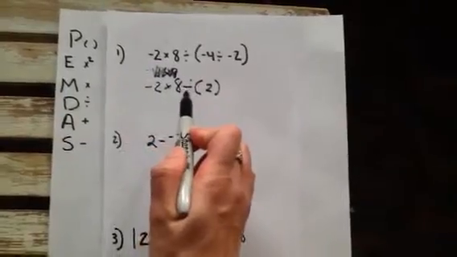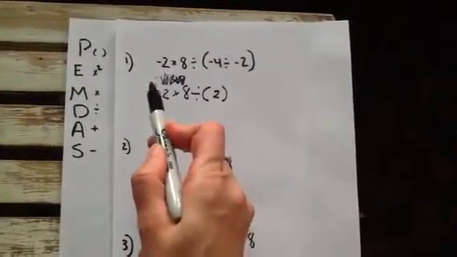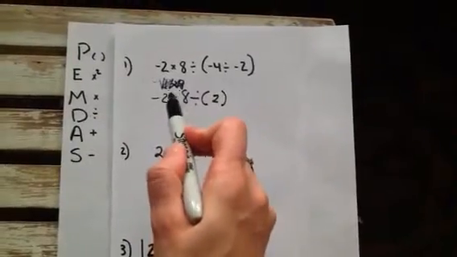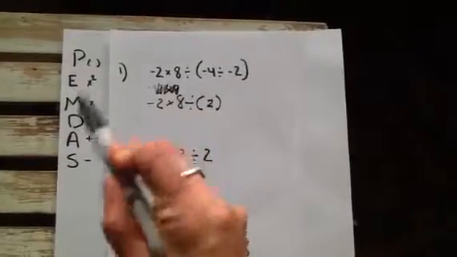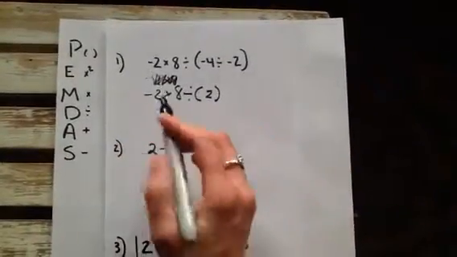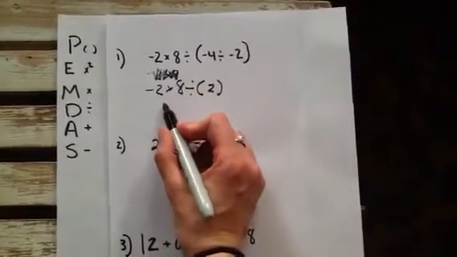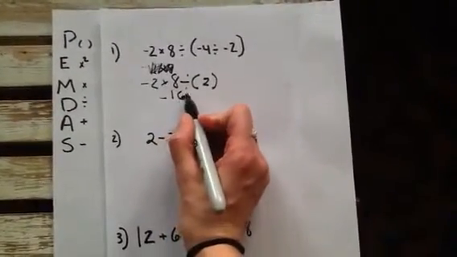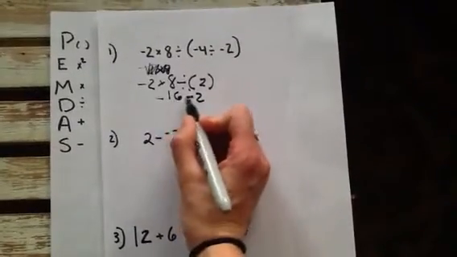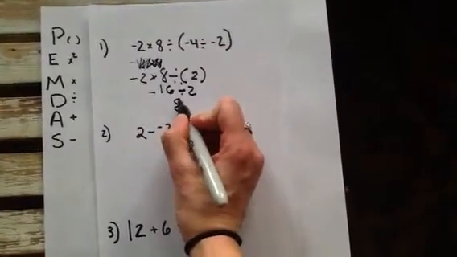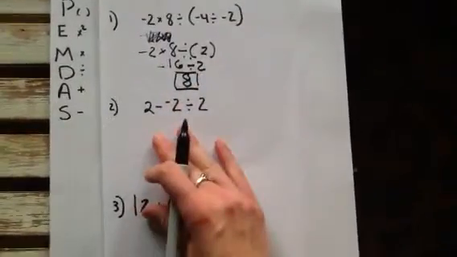Now we have multiplication and then division. We're going to solve from left to right. When you have nothing but multiplication and division, we solve from left to right, all right, no matter what. So negative 2 times 8, well, that's negative 16. Then we have divided by 2. Negative 16 divided by 2, that will give me negative 8. We're going to put that guy in a box so that we know that's my answer.